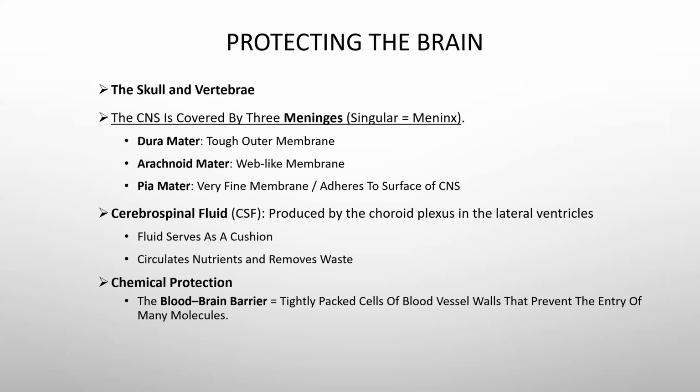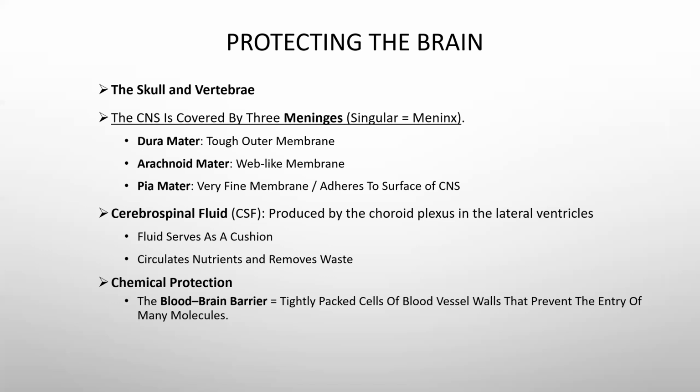So the dura mater is the tough outer membrane, the outermost membrane. The arachnoid mater is web-like, and that's where it gets the name arachnoid, like a spider. And then you have the pia mater, which is very fine and adheres to the surface of the CNS. The reason why we're mentioning CNS here and not just brain is because the spinal cord also has the meninges around it. About 2/3 of the spinal cord is covered with these same meninges.